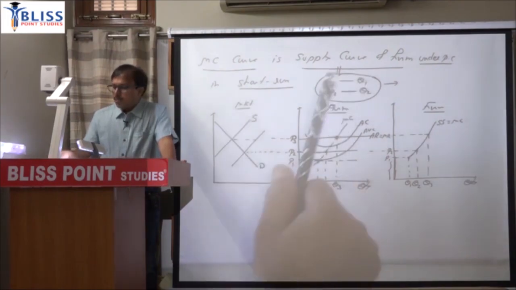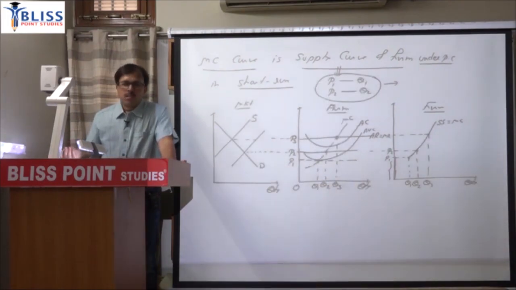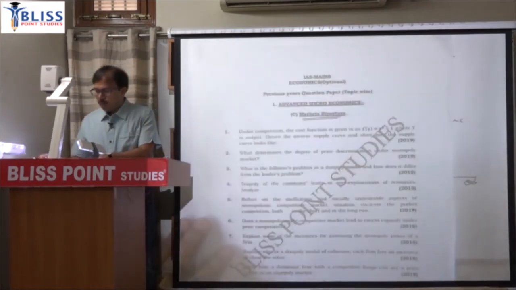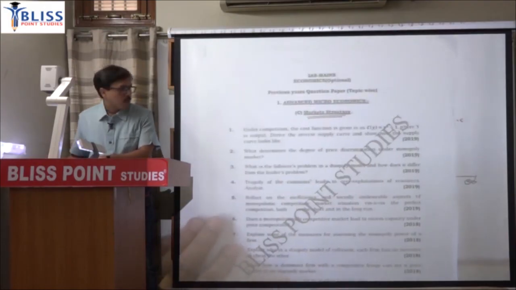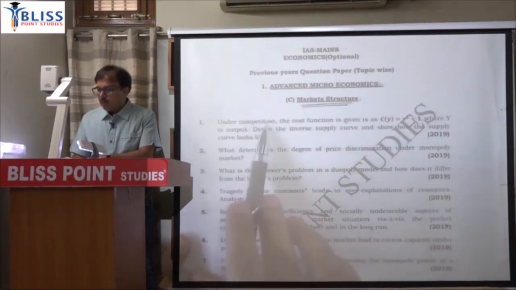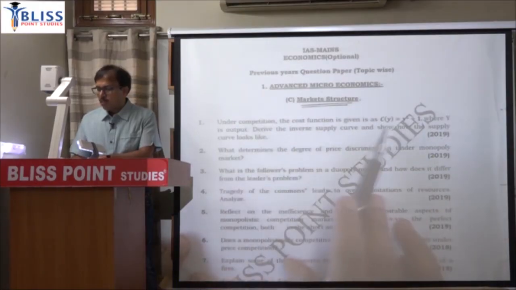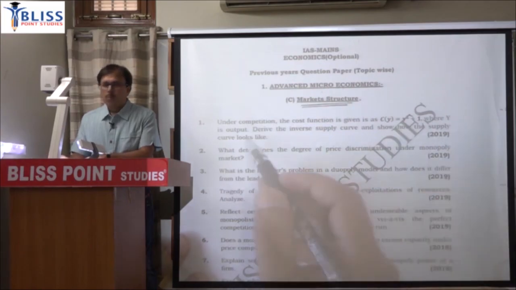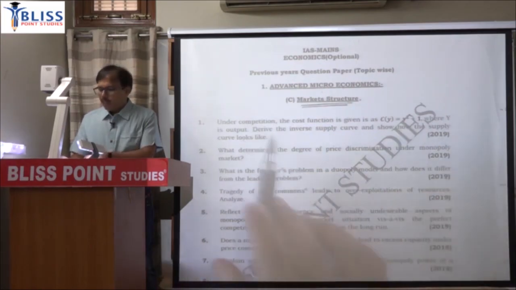Now this concept may be asked theoretically. You have to explain why MC is the supply curve. And in a previous year's mains there was a compulsory question. The first question was in 2019: under perfect competition the cost function is given as y square plus 1, where y is output, meaning y in place of q. Derive the inverse supply curve and show how the supply curve looks like.